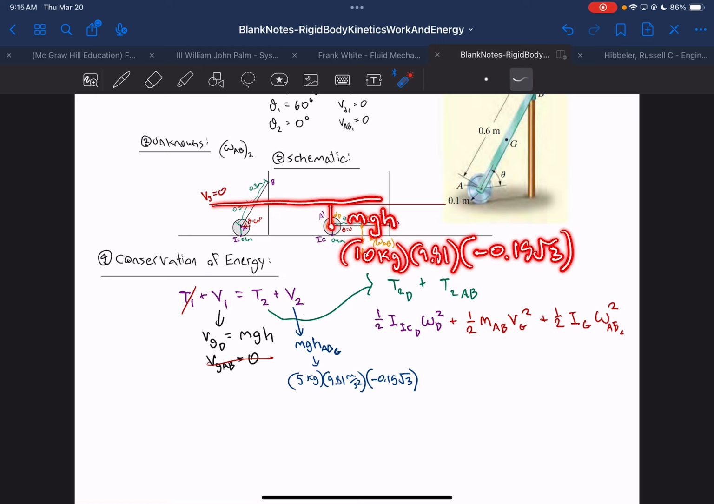Since I accounted for potential energy in my state 1, I didn't even need to solve this. I know that I have the exact same term on both sides. In this case, it would be negative because negative h, because you're going down. But it's negative on both sides, so therefore it cancels out on both sides. So I didn't even need to calculate it.